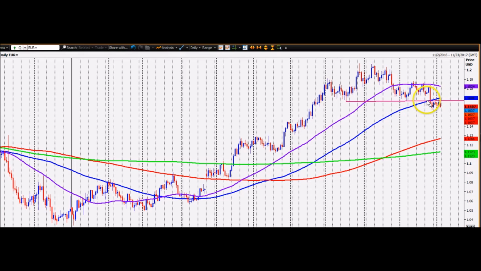Once the neckline of the head and shoulders has been broken, as it was on the 26th of October, this is your sell signal. It completes the head and shoulders pattern. Do not try and guess selling into the market ahead of the completion of the pattern in the hope that it will complete, because more often than not it won't complete. So that's just gambling. Wait until the head and shoulders pattern is complete and then look for your selling opportunity.